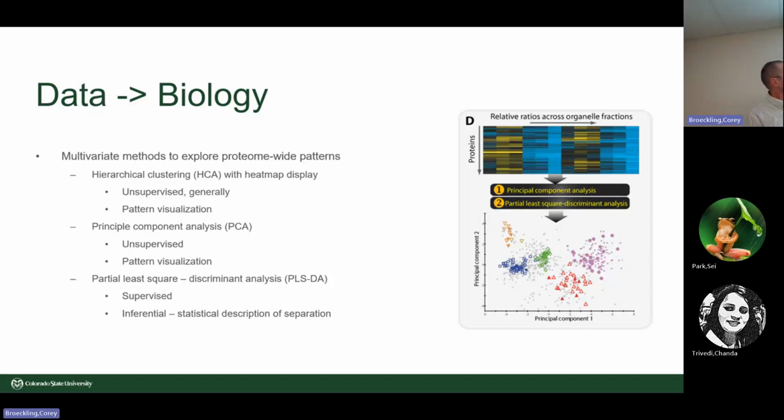Principal component analysis is another multivariate approach, also unsupervised, that enables you to visualize patterns. That will look something like that plot on the bottom. It's not really a statistical test. It just enables you to look at your data, which is extremely complex, in a nice, concise figure, which can be very valuable.